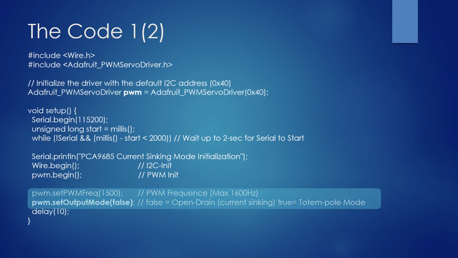We set it here to 1500 Hz for a smooth LED dimming, almost the maximum frequency that the board can handle. Standard hobby servos are using 50 to 60 Hz, so mixing LEDs and servos on the same board is not possible because the LED would flicker at this low frequency. By setting the output mode to false, we are setting the driver to something called open drain mode to sink the ground instead of the standard push-pull mode.